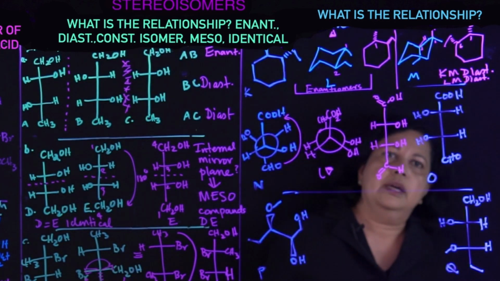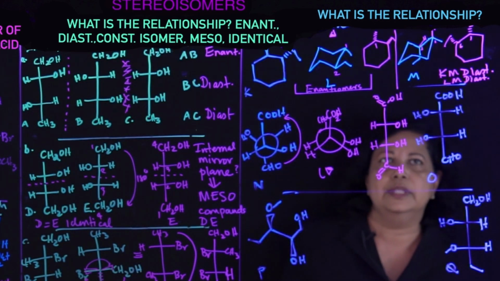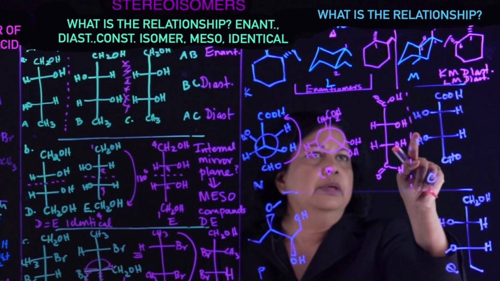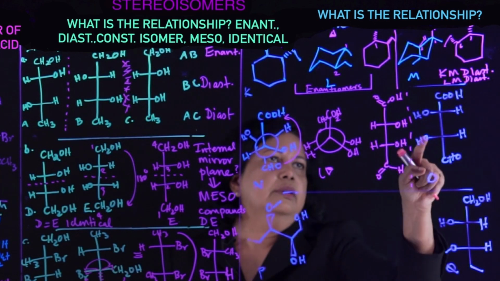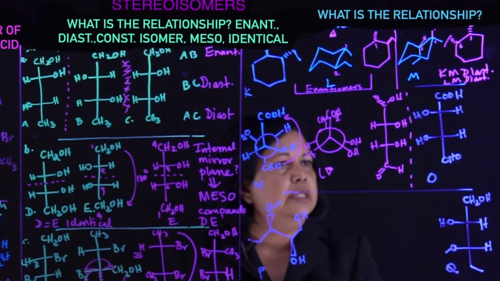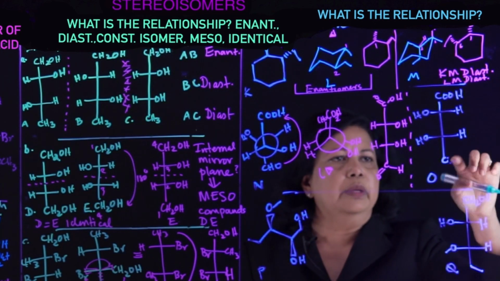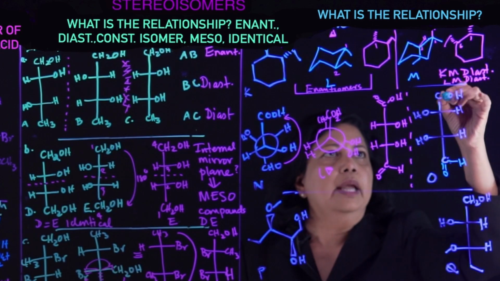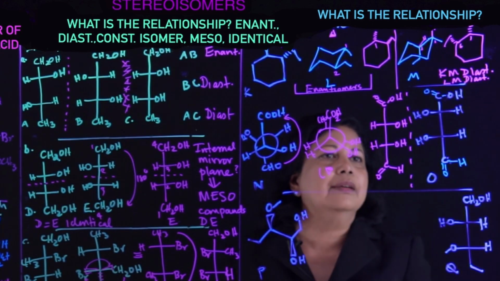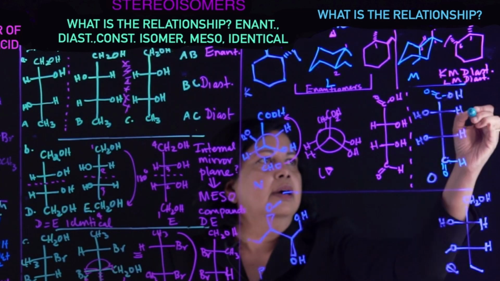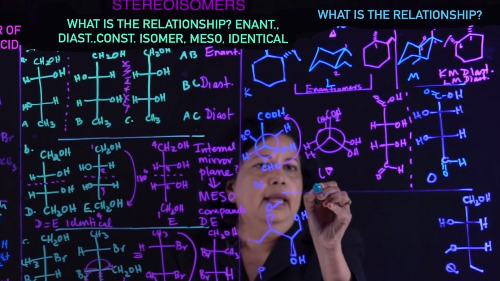Well, what do you think about both of them? It's pretty obvious, isn't it? These are reflections of each other. They're both close to the mirror, the hydroxyls. And I did draw these out differently, but that doesn't mean they're not mirror images. They're the same thing, CHO and COOH. There you go. So N and O are enantiomers.